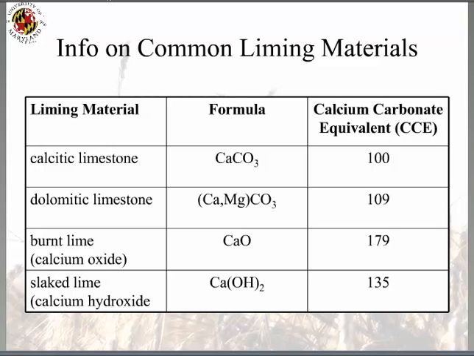You can see, though, if limestone has a calcium carbonate equivalent of 100, dolomitic limestone is a little bit stronger, almost 10% stronger, in terms of liming effectiveness per ton. Now there are two other products here, burnt lime, which is calcium oxide, and slake lime, which is calcium hydroxide. They also are liming materials, and there are cases where you might want to use them. They are quite concentrated, number one. They're much higher than 100, not just a little 9% like dolomite. They're 80% and 35%. They have their use, but they have their downside.